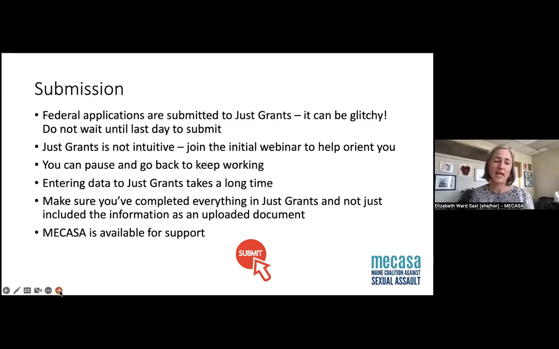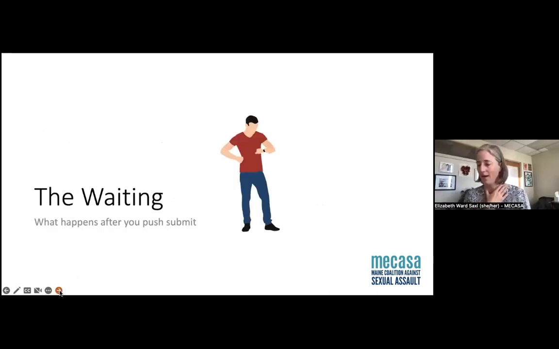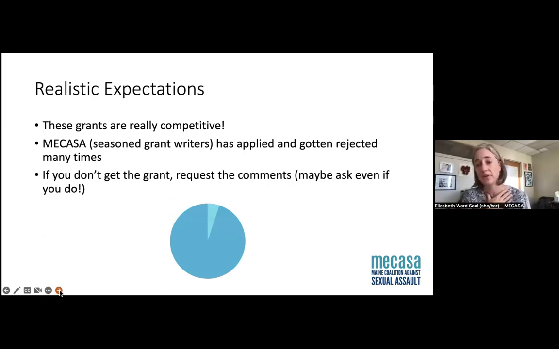Then there's the waiting. These grants are really competitive. Sometimes you don't get them. I recently helped support around the edges on a grant that I thought was super duper awesomely amazing. And even though there'd be only 10 in the country, I thought it was going to be funded. And Rook, I am still mourning. I cannot get over Maine Transnet not getting that grant.